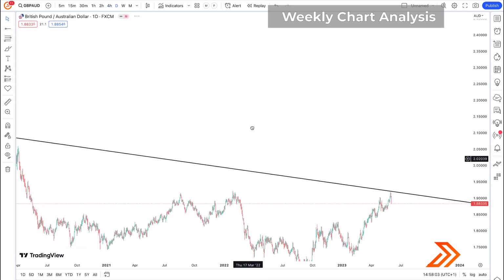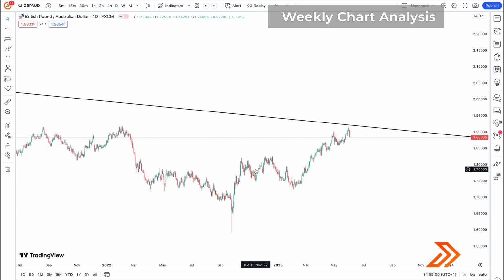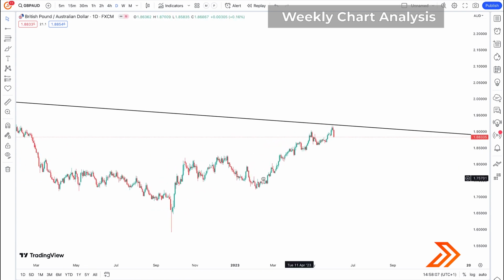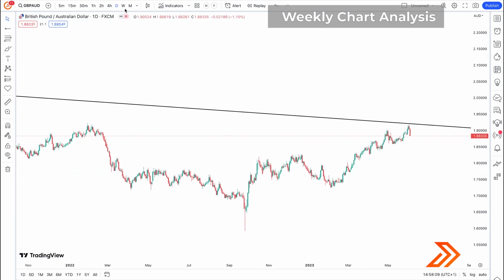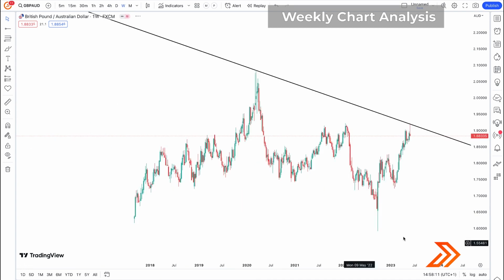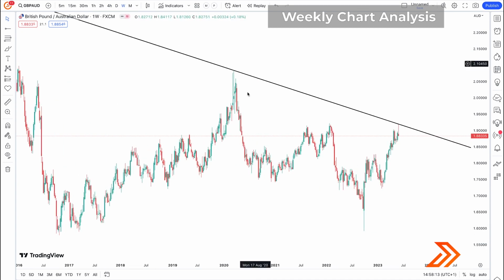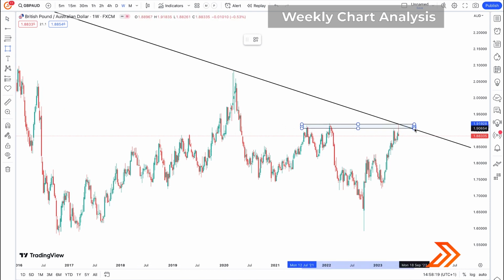Let's see if we can spot something. On the daily time frame, no, let's go to the weekly. There's something I need to point out to you guys on the weekly time frame. If you notice, we had a couple of bounces off this support resistance zone.